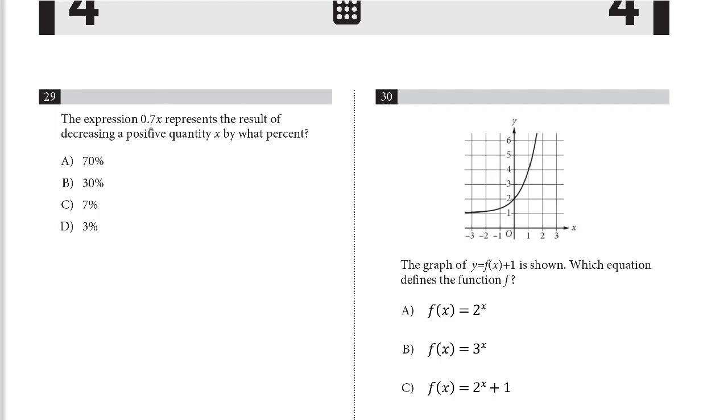29. The expression 0.7x represents the result of decreasing a positive quantity x, which is really 1 or 1.0x, by what percent?